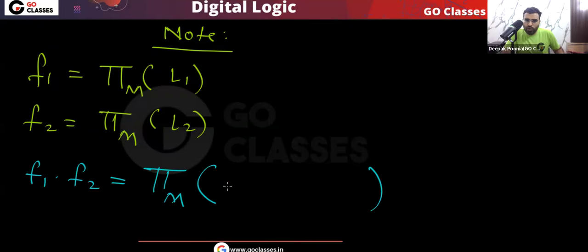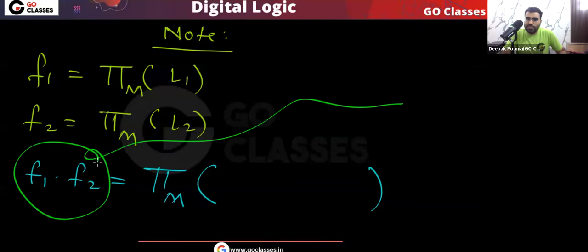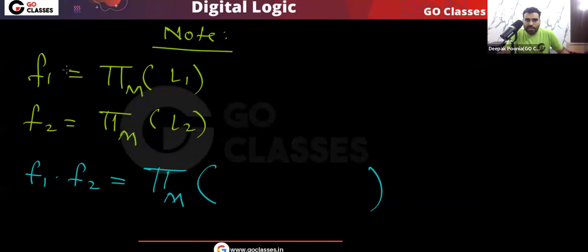Notice one thing, I want the maxterm list of F1 and F2. Maxterm list means I want those row numbers, those indexes where F1 and F2 is 0. And remember, for an input combination, F1 and F2 will be 0 if and only if for that input combination either F1 is 0 or F2 is 0 or both are 0. Do you agree with me? Okay, so I can say that I will take the union of L1 and L2.